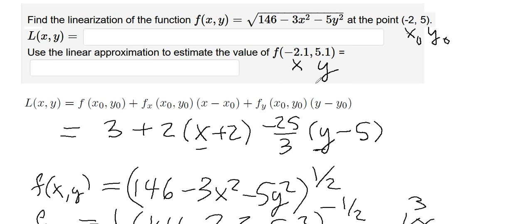So to finish up, you've got your L of x y here. You want to just find L, plug in -2.1, comma 5.1. So you're just going to plug those in for x here and y here.